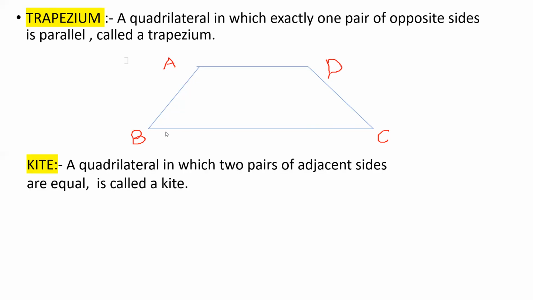Okay. Now the next type of quadrilateral is the kite. A quadrilateral in which two pairs of adjacent sides are equal is called a kite. If we see in this figure, adjacent sides PQ equal to PS and QR equal to SR. And the diagonals of the kite are perpendicular. They are only perpendicular. They are not bisectors of each other.